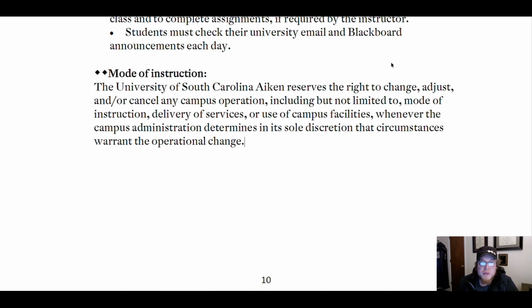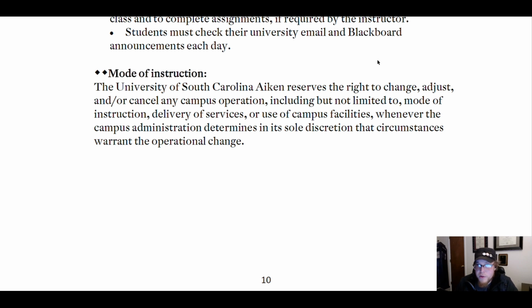Mode of instruction. The University of South Carolina Aiken reserves the right to change, adjust, and or cancel any campus operation, including but not limited to mode of instruction, delivery of services, or use of campus facilities whenever the campus administration determines in its sole discretion that circumstances warrant the operational change.